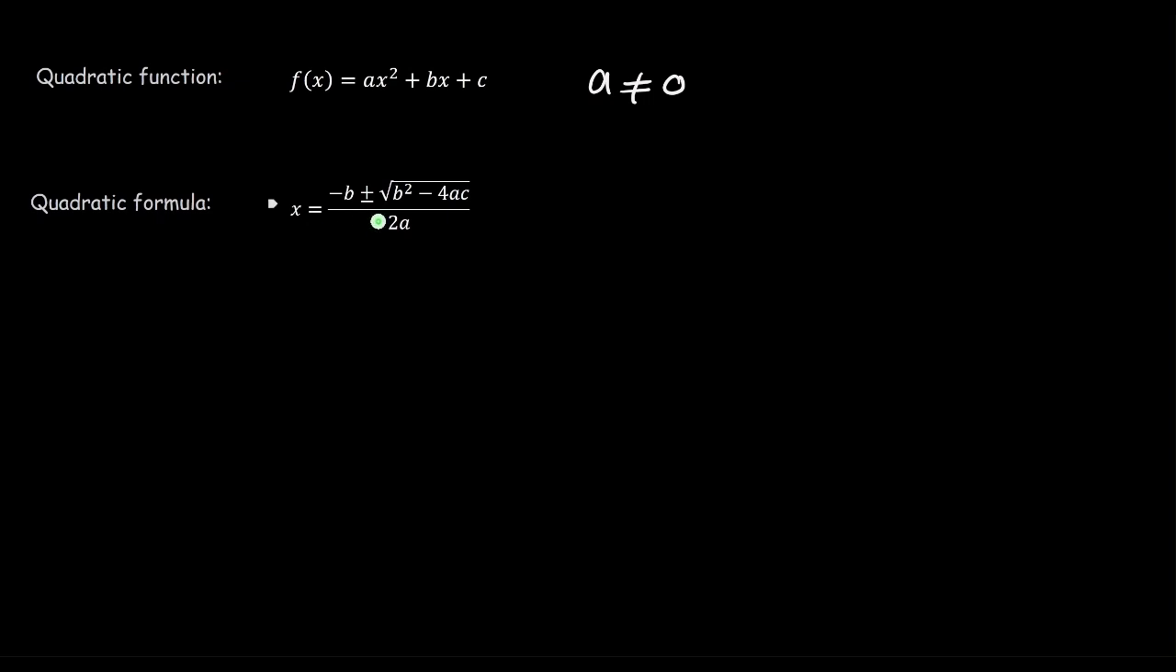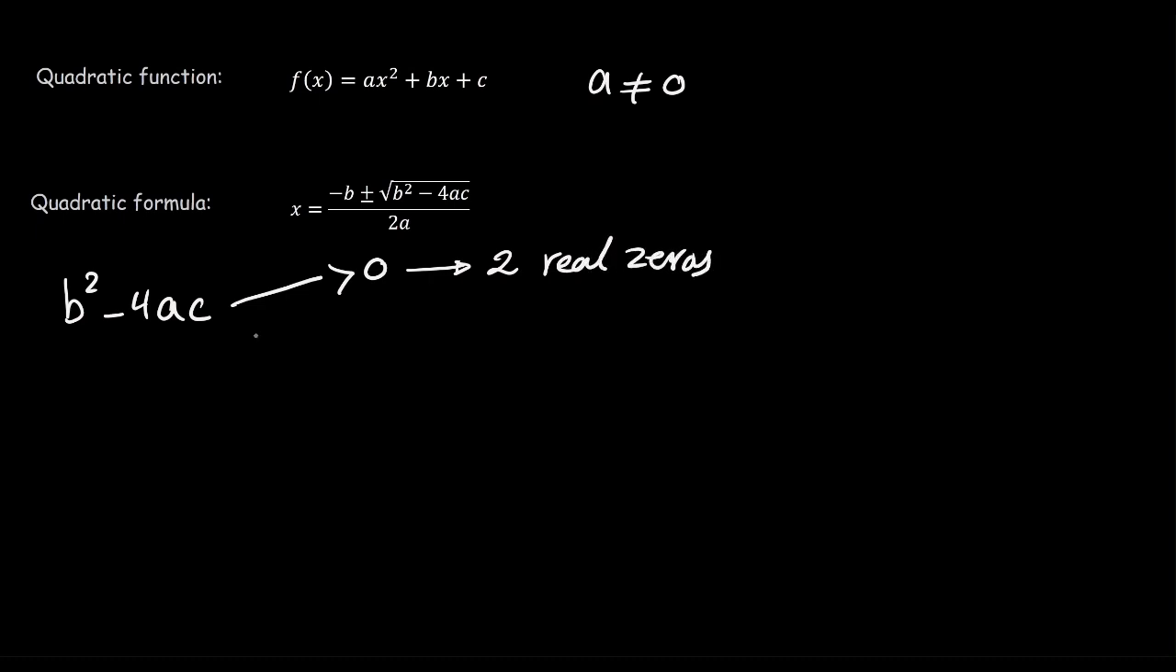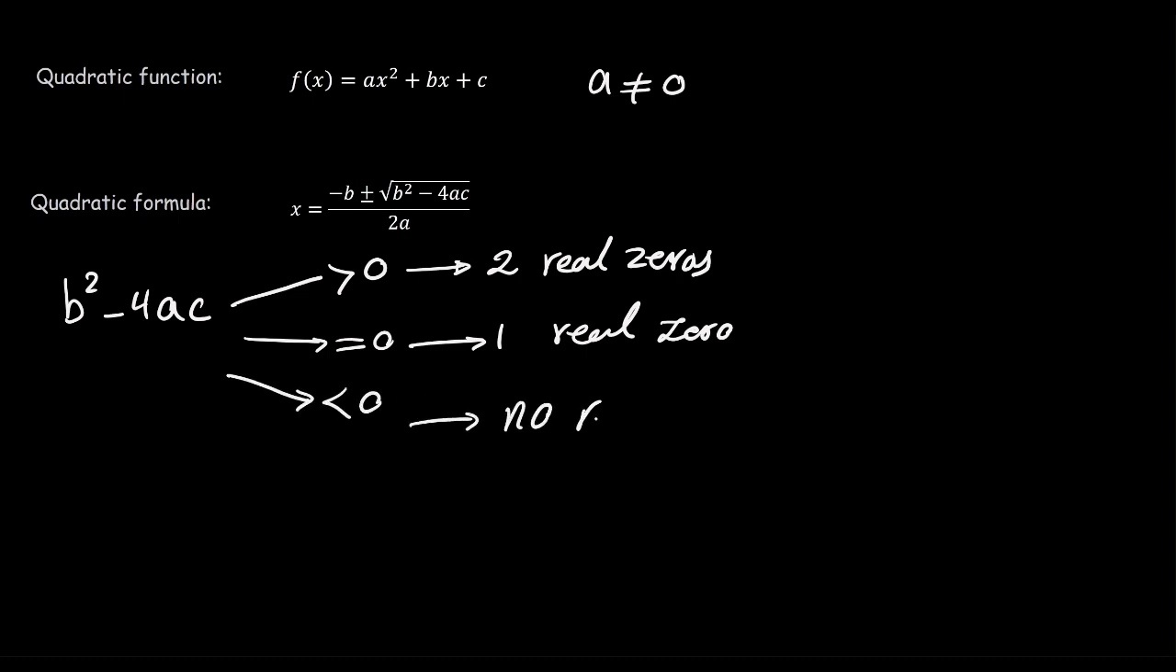The quadratic formula is in the form of negative b plus and minus the square root of b squared minus 4ac, divided by 2a. b squared minus 4ac, we call it the discriminant. It's really important and shows us if the quadratic equation has two real zeros, one real zero, or no real zero. If the discriminant b squared minus 4ac is positive, then there are two real zeros. If it equals 0, there is one real zero. And if it's negative, then there is no real zero.